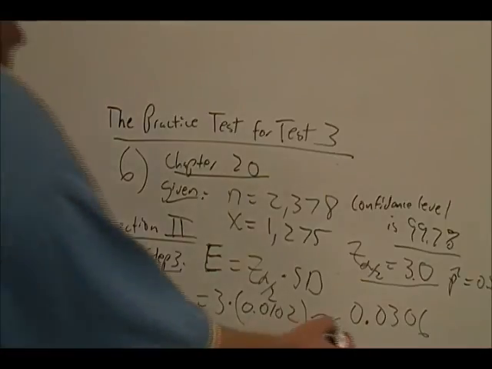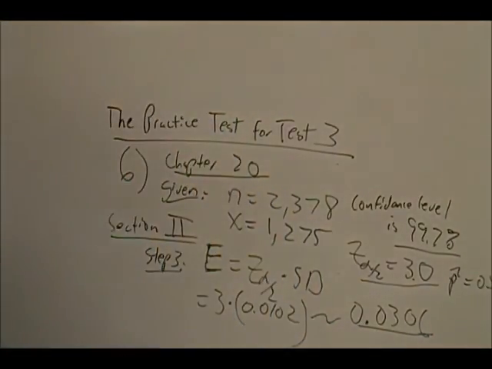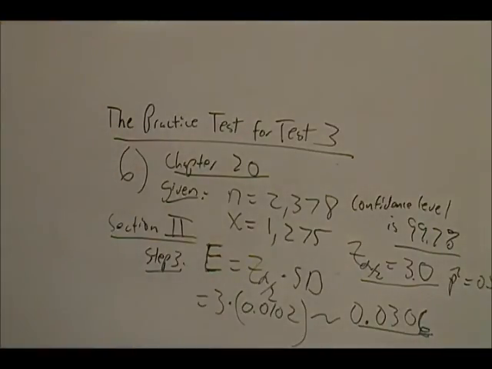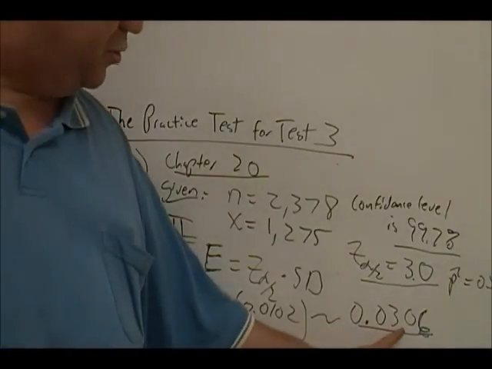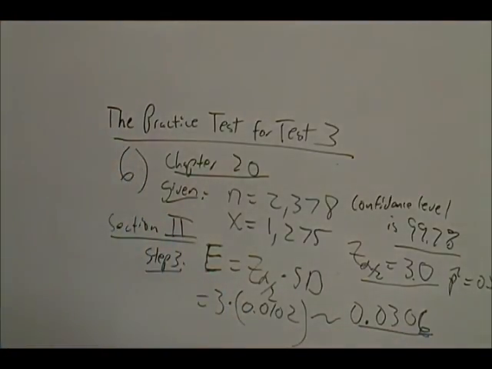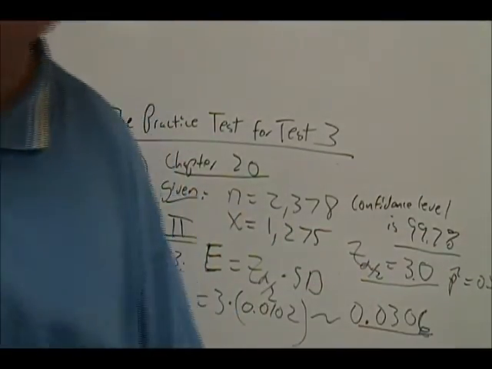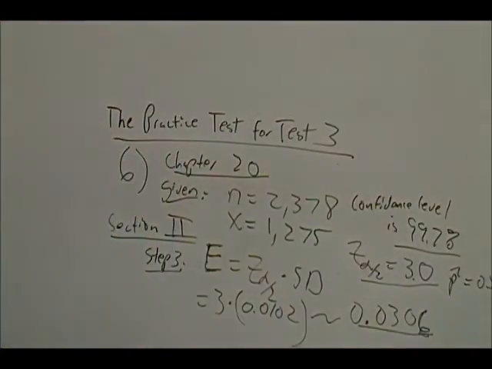So that's the error. This is the error given as a proportion. And if you wrote the error in terms of percentages, you would move the decimal place 2 places to the right. It's saying that in percentage points, the error is 3.06 percentage points at a confidence level of 99.7.